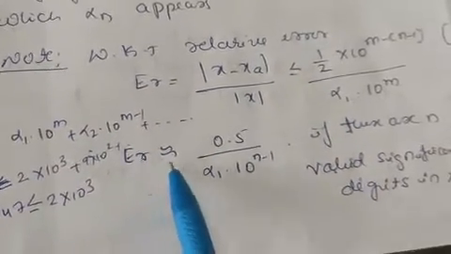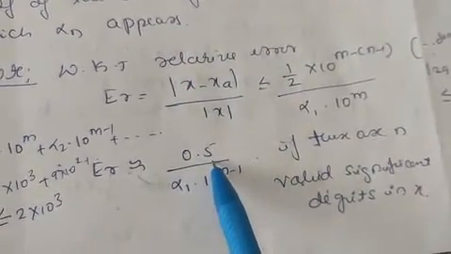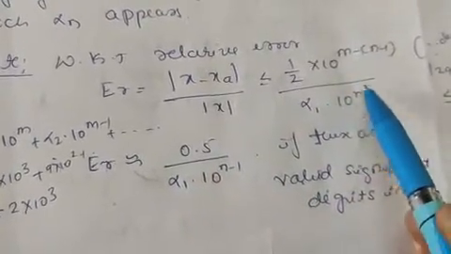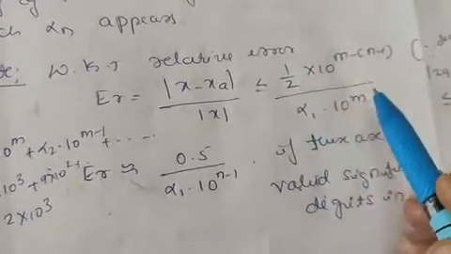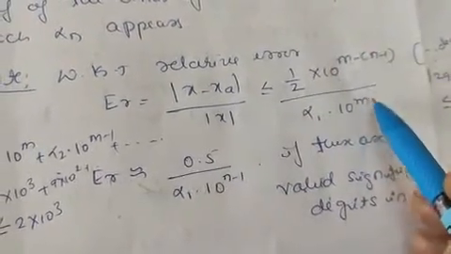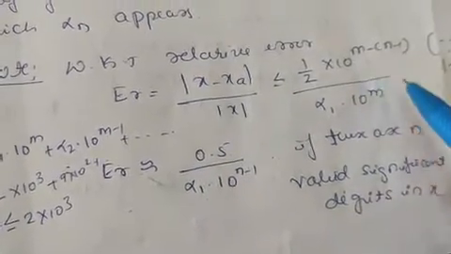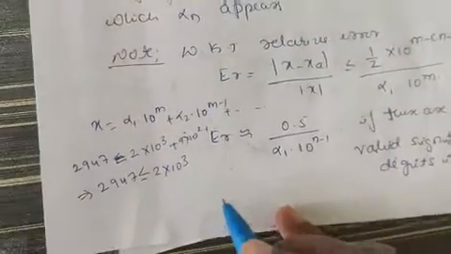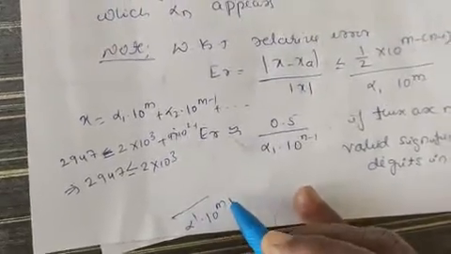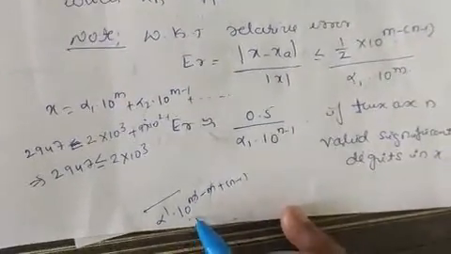So the relative error is approximately equal to 1 by 2, which is 0.5, divided by alpha 1, and we take all the powers into the denominator. So m minus m gets cancelled, and the minus becomes plus, so it is n minus 1. We get 0.5 divided by alpha 1 into 10 raised to n minus 1. The denominator is alpha 1 into 10 raised to m minus m plus n minus 1. The m gets cancelled, so it is simply 10 to the power of n minus 1.